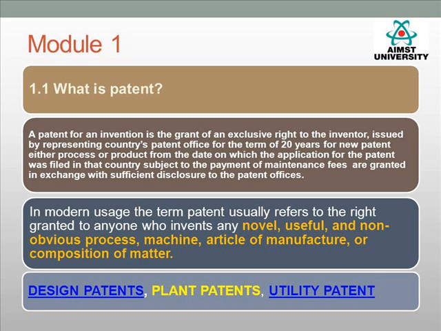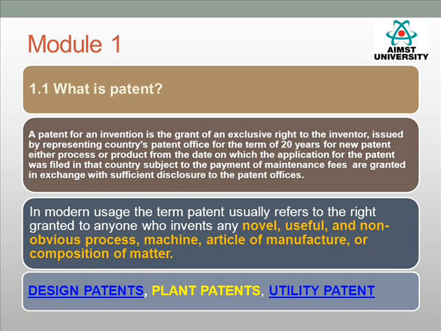A patent application must disclose a claimed invention in sufficient detail for the notional person skilled in the art to carry out the claimed invention. The patent owner may give permission to, or license, third parties to use the invention on mutually agreed terms.